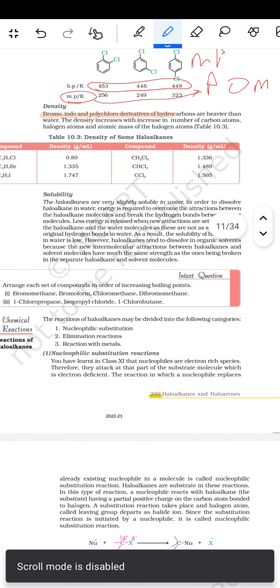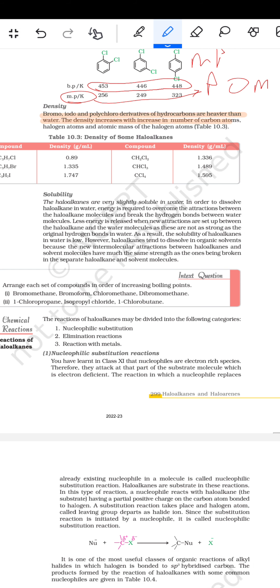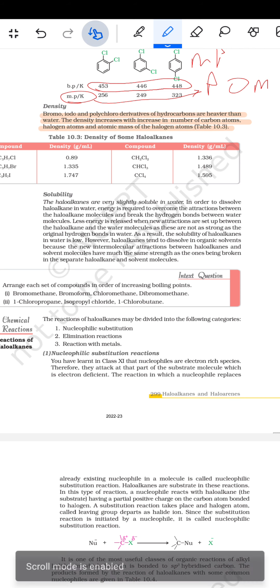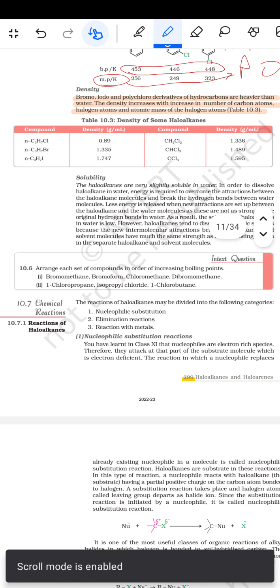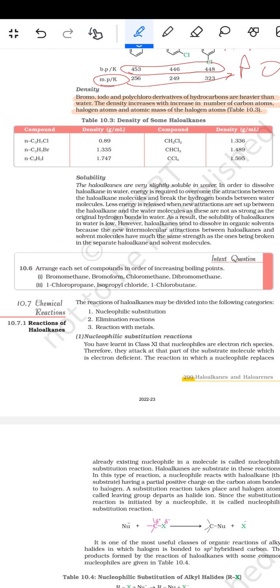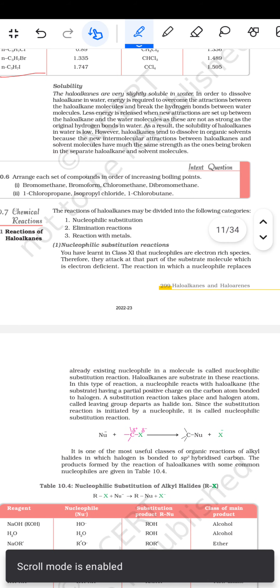तो डेंसिटी, bromo, iodo and polychloro derivatives of hydrocarbons are heavier than water. The density increases with the increase in the number of carbon atoms, halogen atoms and the atomic mass of the halogen atoms. तो कंपाउंड दिया हुआ है n-C3H7Cl, C3H7Br, C3H7I। उसका डेंसिटी दिया हुआ है, कंपाउंड दिया हुआ है और डेंसिटी इन ग्राम पर ml दिया हुआ है। फिर आता है solubility.